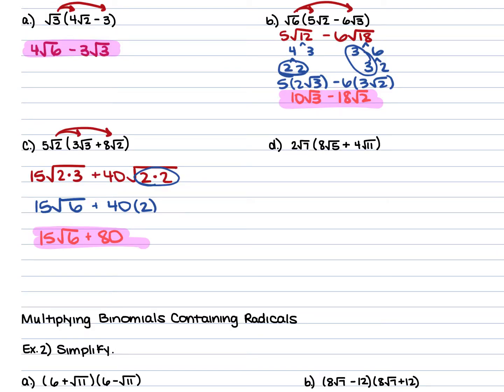For example D, we have 2 square root 7 times 8 square root 5 plus 4 square root 11. So I see that all of my numbers underneath these radicals are prime numbers. So I'm just going to distribute that 2 square root 7 in. We're going to have 16 square root 35 plus 8 square root 77.